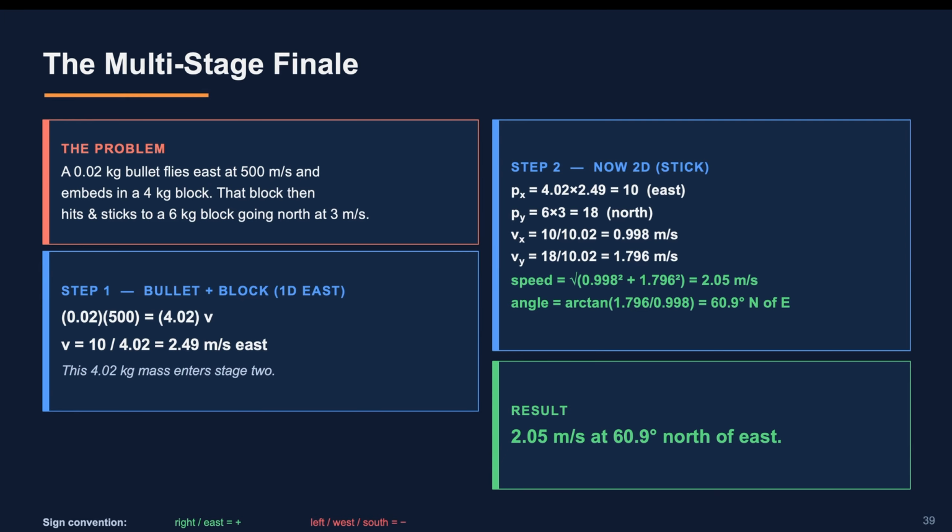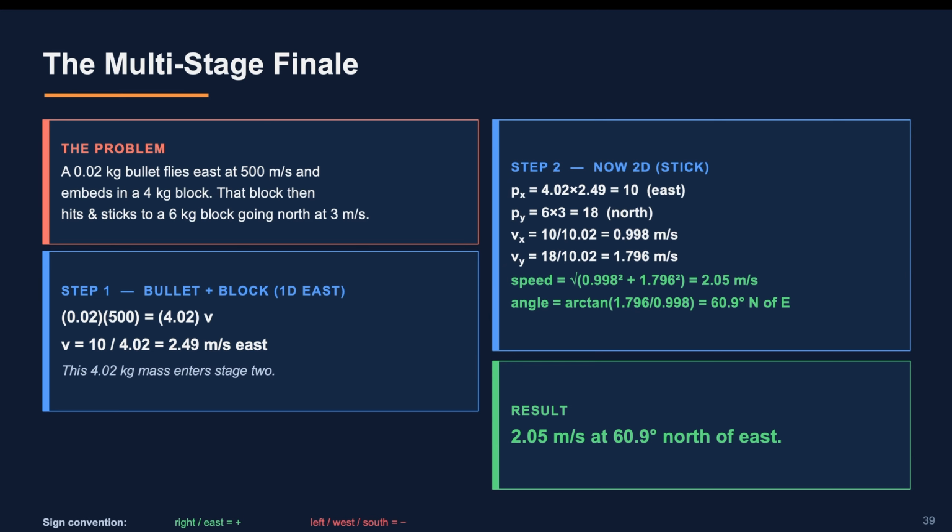Now let's look at one of the hardest questions I could come up with for momentum, okay? A 0.02 kg bullet flies east at 500 meters per second and embeds in a 4 kg block. That block then hits and sticks to a 6 kg block going north at 3 meters per second.